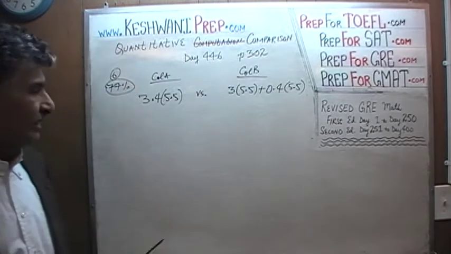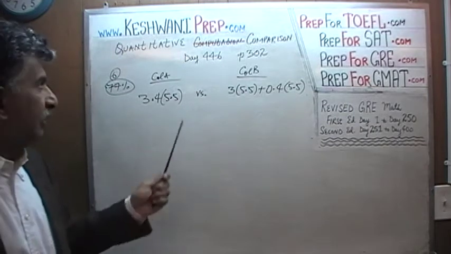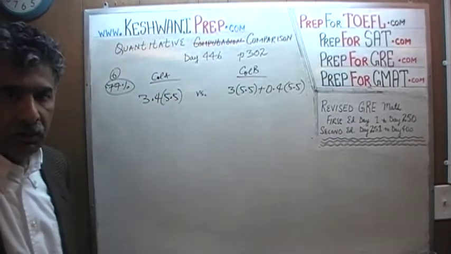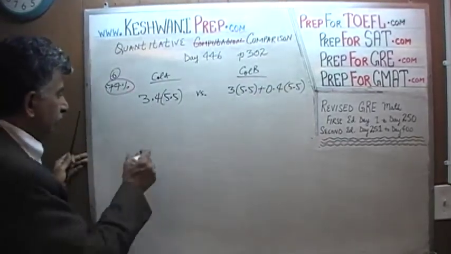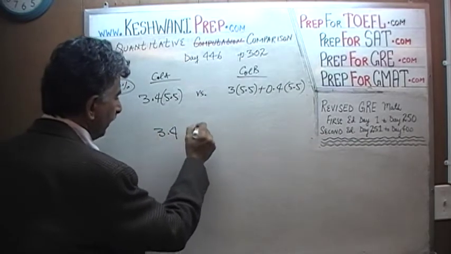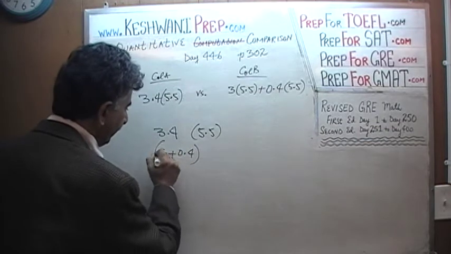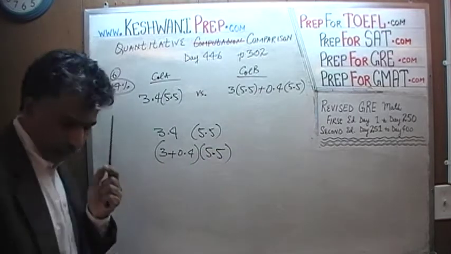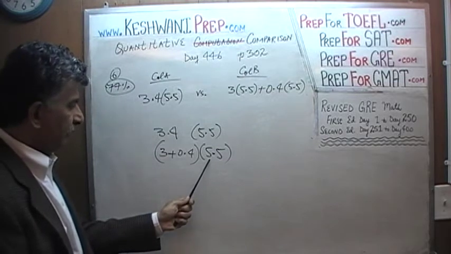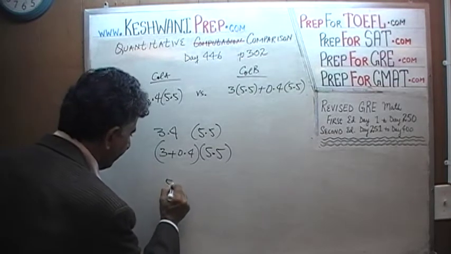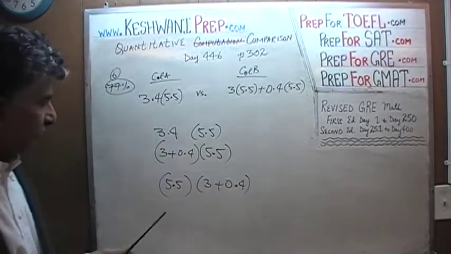Here we go. Now, if you actually sat down and did all the calculation here and there, you missed the point one more time. That is not the point. These questions are not called quantitative computation. They want to see if you can actually compare the two quantities. And here's what's going on. 3.4 times 5.5. So 3.4 can be written as 3 plus 0.4, and this is 5.5. If it makes it easier for you to see, we can write this as 5.5 times 3 plus 0.4, if it makes it easier for you to compare the two here.